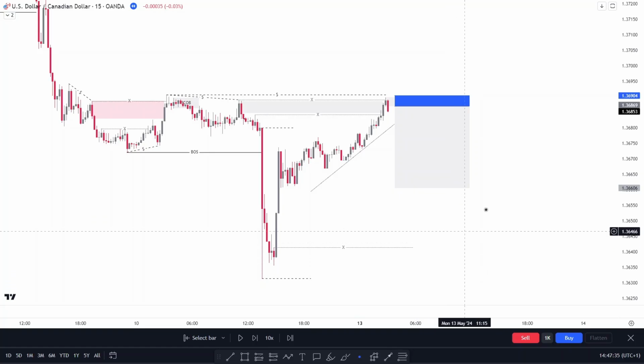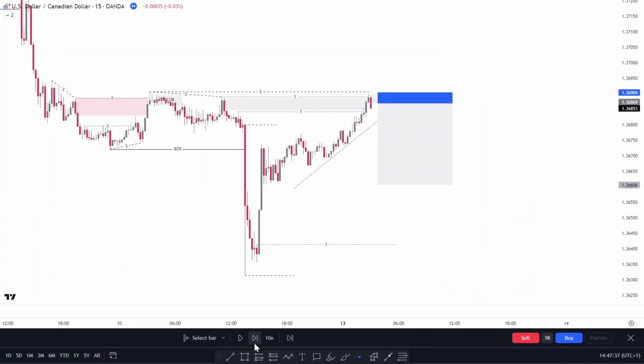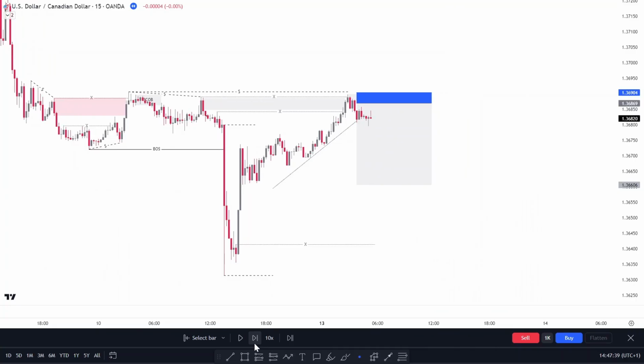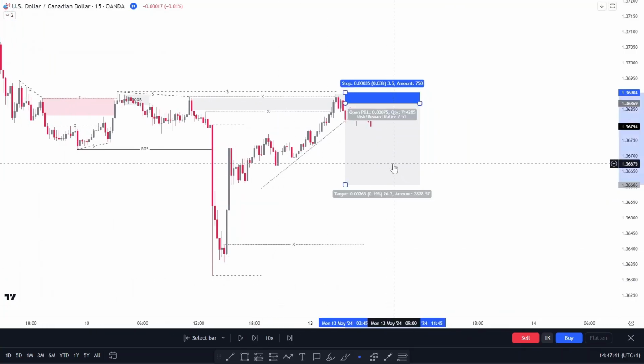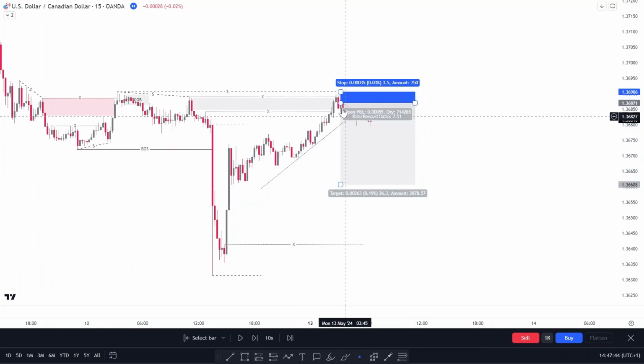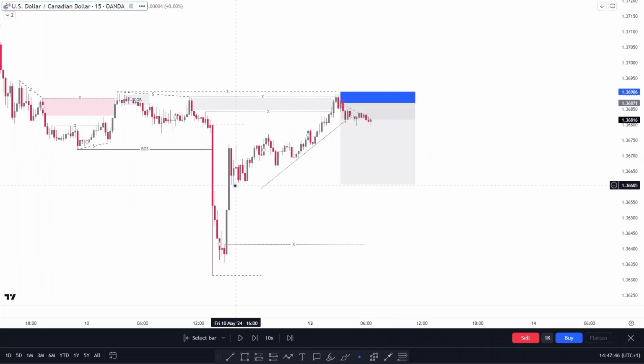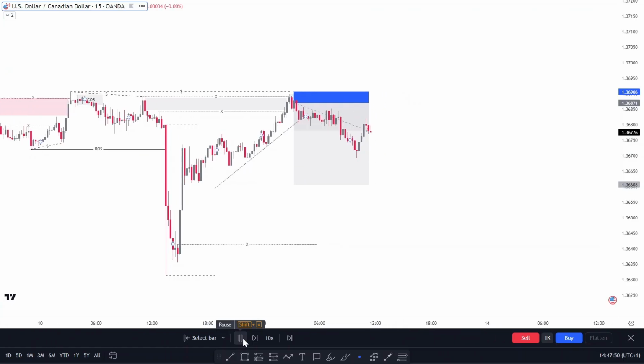So let's wait and see what the market will do. Okay, you see that the market has already mitigated our single candle order block, which is here, and this one is our first take profit. And let's see what the market will do.